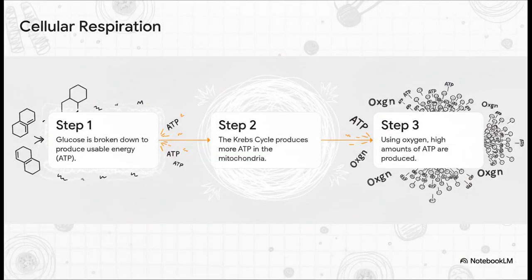And this right here is how the cell actually makes that ATP. Cellular respiration is like a 3-act play. First, sugar gets broken down. Then, the process moves into the mitochondria for something called the Krebs cycle. And finally, in the big finale, a ton of ATP is produced. It's the core energy-making process for most life on this planet.